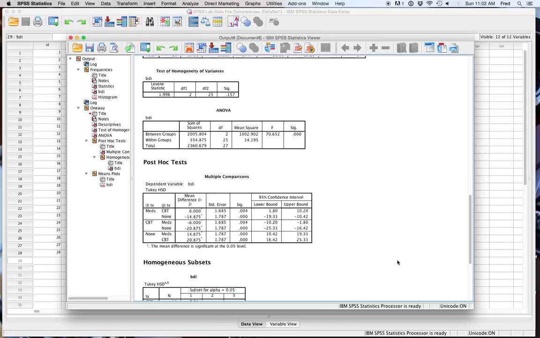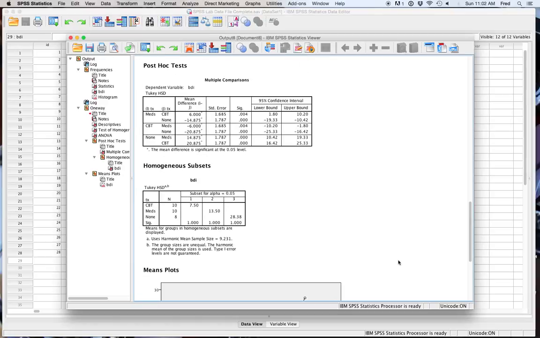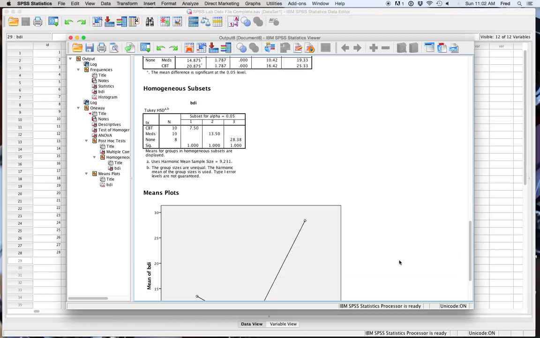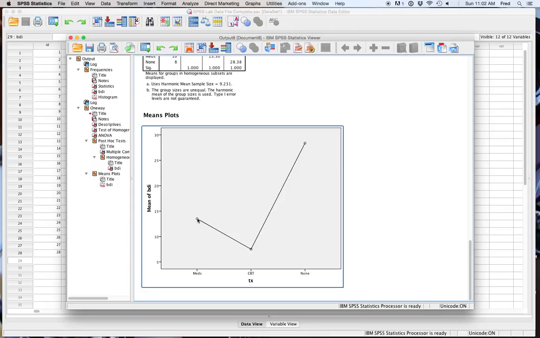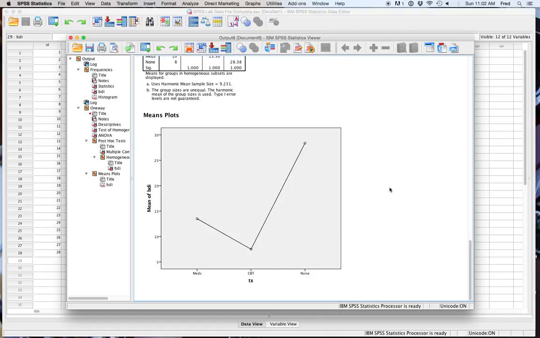And if we scroll down further, we're not going to worry about that table there, but we see the table of means. This would be the mean depression level of patients at the end of 4 months of medications. This would be the mean depression level for our CBT group after 4 months of cognitive behavioral therapy. And then this would be the mean depression level of the no treatment control group after the same 4 months.